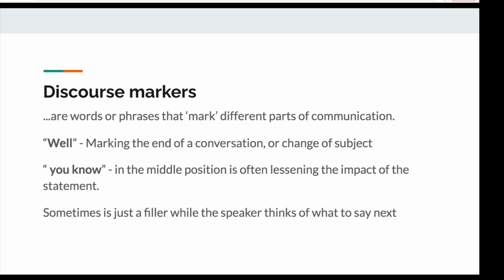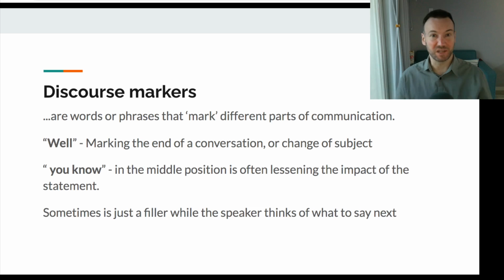sometimes it's just a filler? You're trying to think of what to say next. So instead of silence, which would be strange, we say, or like, just to stop the other person interrupting. We haven't finished our idea, we're just thinking, but we want some time to think about it.